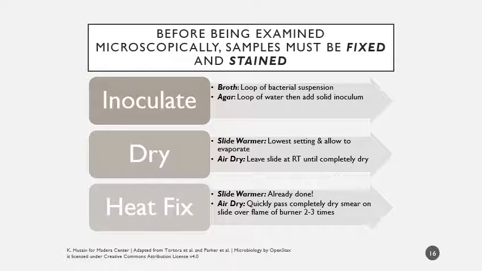And then you can heat fix it by quickly passing it through the Bunsen burner just 2 or 3 times. Remember, when we're working with metal, you can absolutely stick it in the fire and let it get red hot and then cool down.